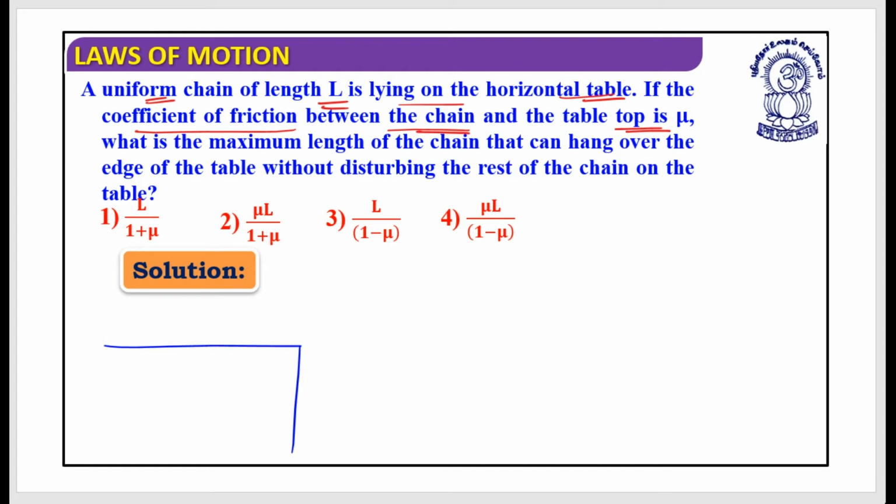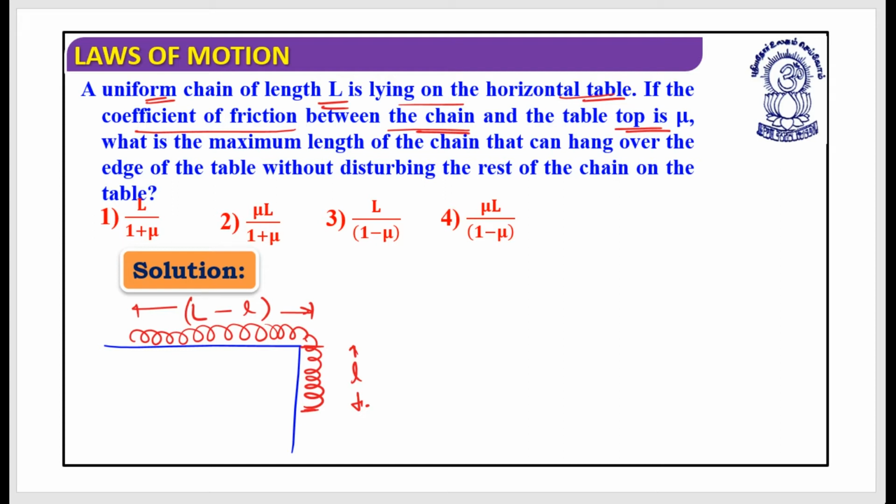Okay, great. So they want something like this, that a certain segment is hanging. Let's suppose this hanging part is of length l. So the resting part would be L minus l, because the total length of the chain is L.